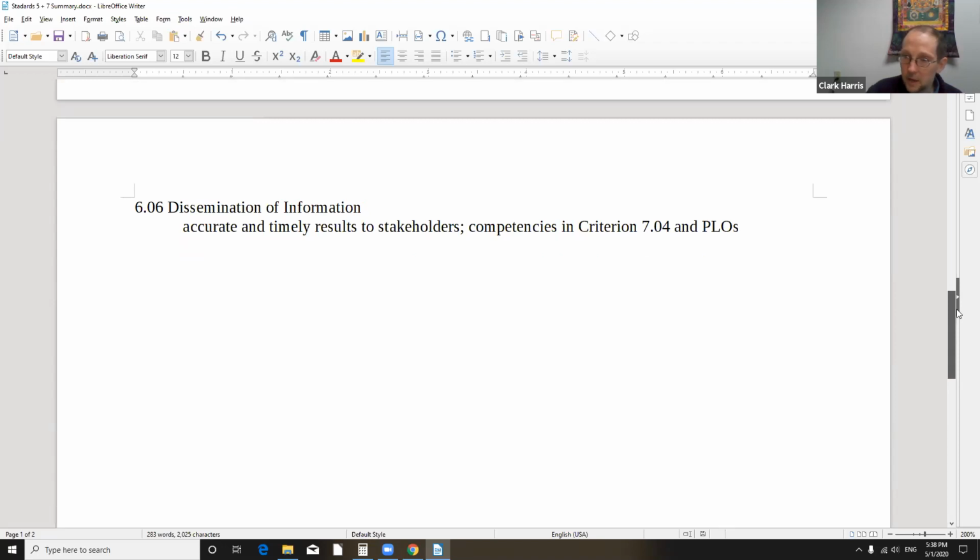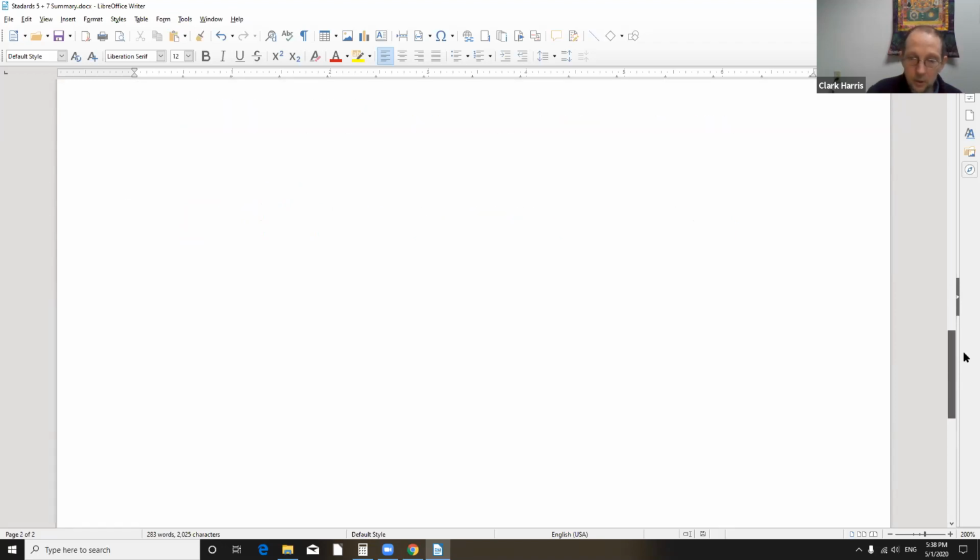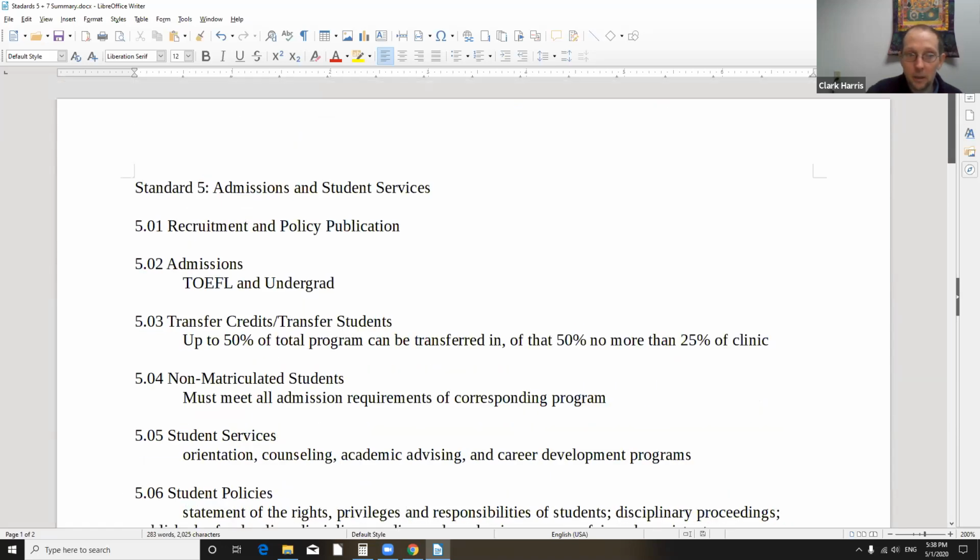Document everything. If it's not documented, it doesn't exist. And then we need to show how we are evaluating. So that's my short and sweet version.